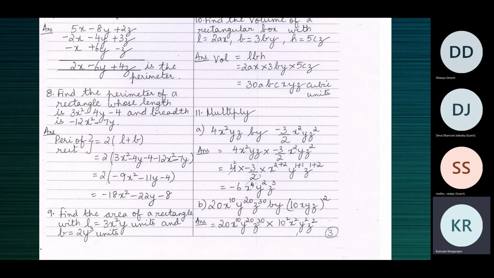So 2 of L plus B, you can see here. Perimeter of the rectangle is given by the expression 2 of L plus B. This is the expression for the length and this is the expression for the breadth. So L, length, plus breadth. Now you should know that.